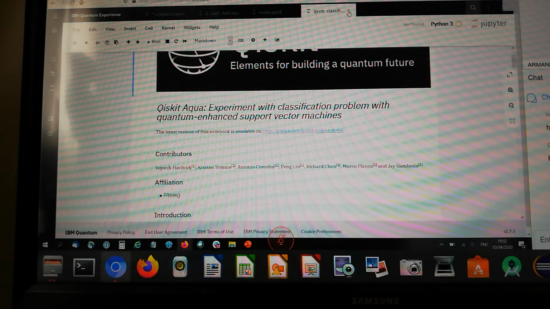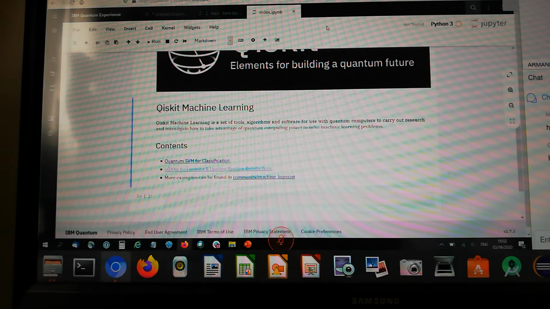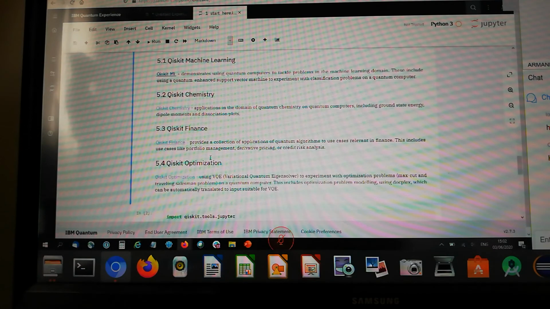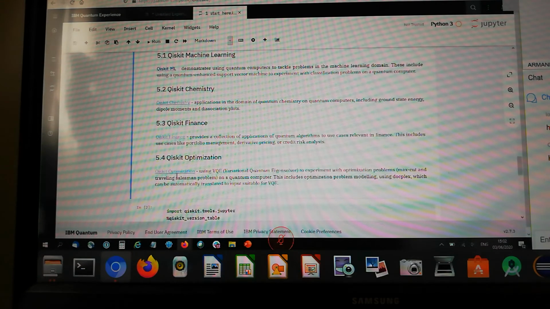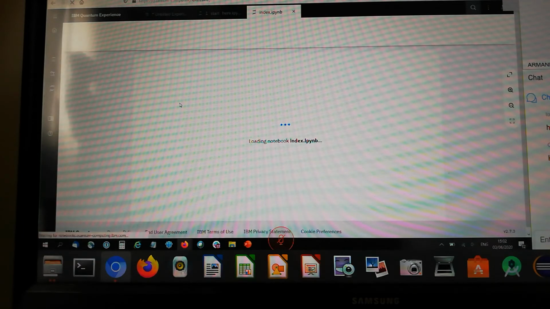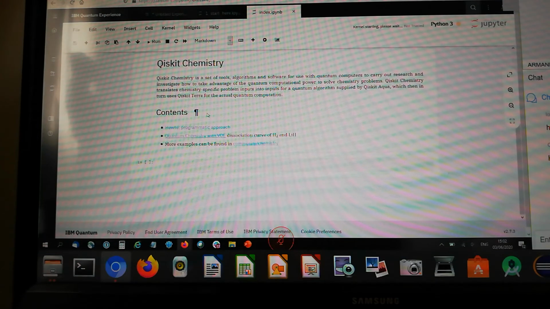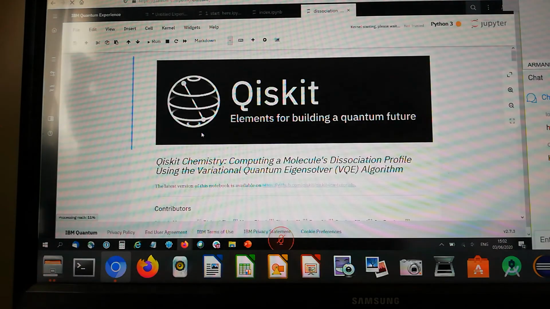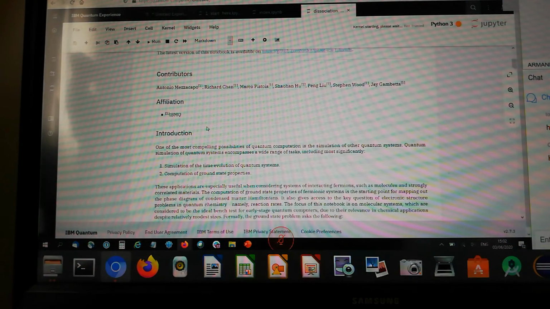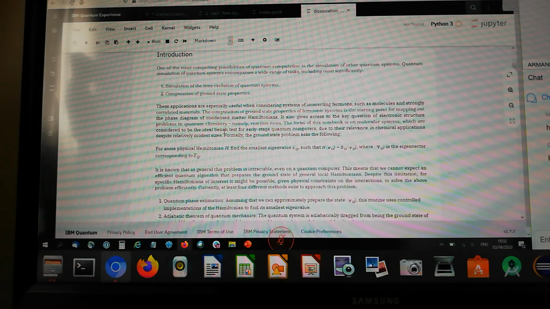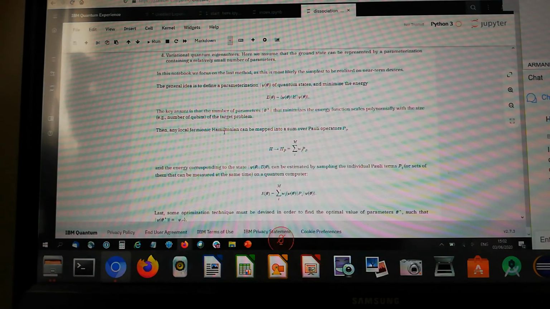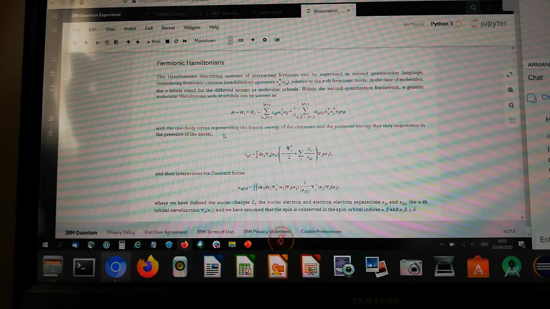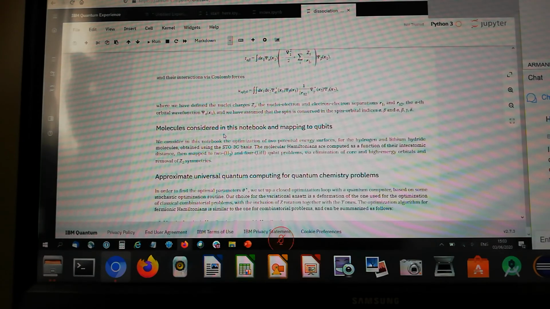Just another example, for instance, in chemistry, and there are also applications in finance and in other kinds of automation. But let's move to chemistry. And this is another notebook. We'll go to chemistry using VQE. What you can do with this notebook is that you can do calculations on hydrogen molecules. So here's a bit of theoretical background, which I will skip for the moment. And then move to the code.